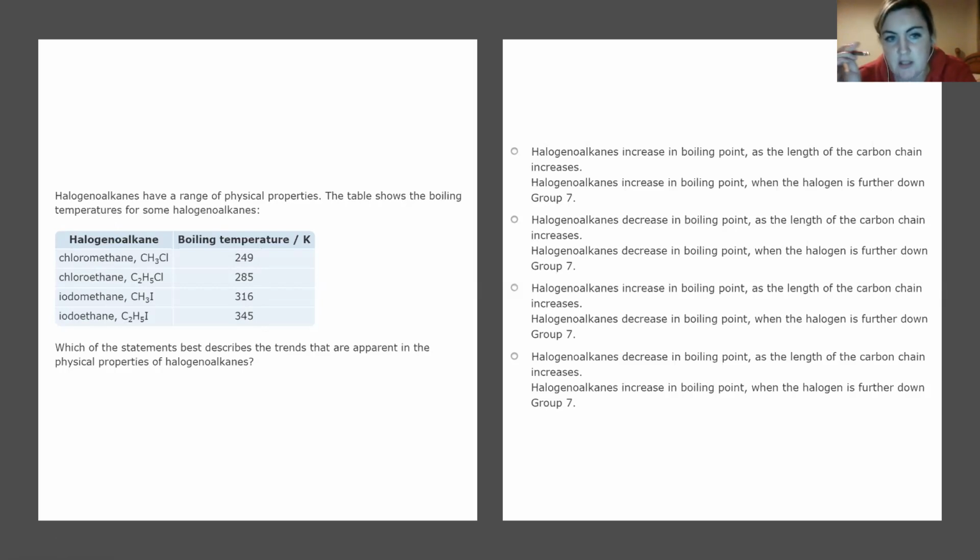Pause the video if you need to. It takes much time. This is where you really condense your learning. So looking at the trend here, we see a small halogen atom, small chain. Small halogen atom, a little bit of a longer chain. A bigger halogen atom, a longer chain. An even bigger chain and a bigger halogen. So what is going on here? What's the most fair statement over here?